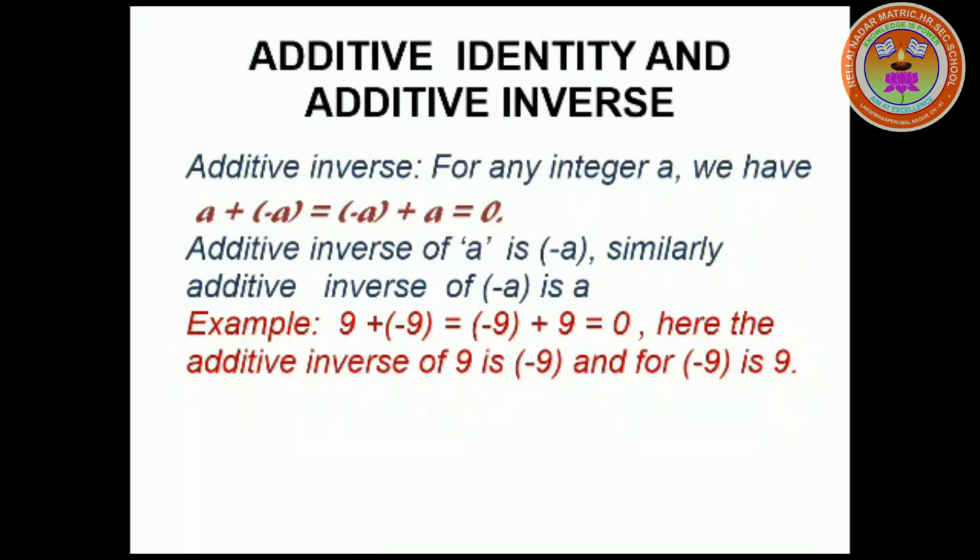Therefore, additive inverse of a is -a. Similarly, additive inverse of -a is a. So when I consider this example 9 and -9, I say that the additive inverse of 9 is -9, and for -9 it is 9.